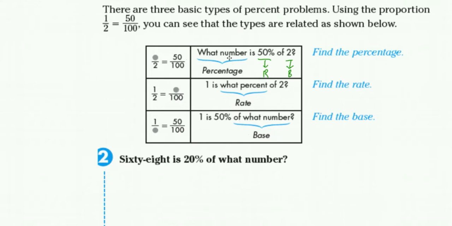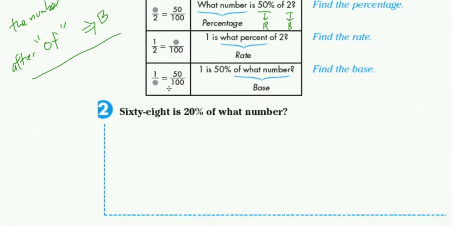Now take a look at all these examples. If you notice, the number after the word of is always your base. So that's one tip that I can give you when you look at the percent proportion. The number after the word of will always be your base. Okay, so let's take a look at example number 2.